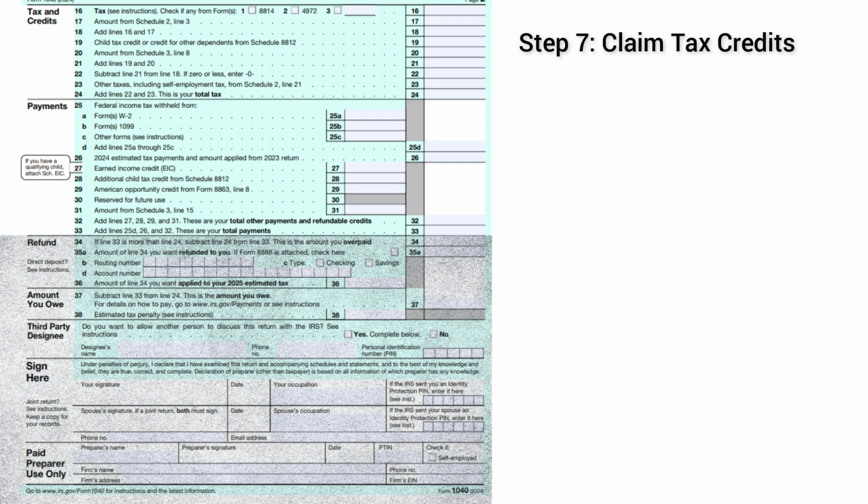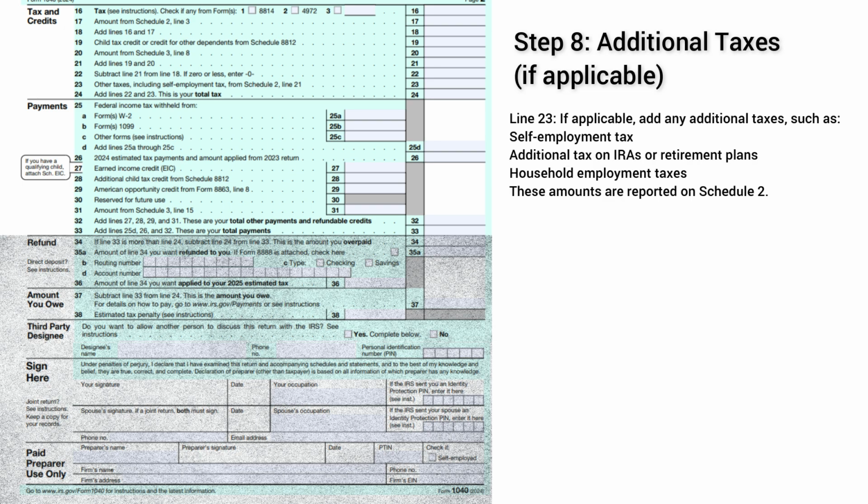Step 7. Claim tax credits. Line 19. Child tax credit or credit for other dependents from Schedule 8812. Step 8. Additional taxes, if applicable. Line 23. If applicable, add any additional taxes, such as self-employment tax, additional tax on IRAs or retirement plans, household employment taxes. These amounts are reported on Schedule 2.